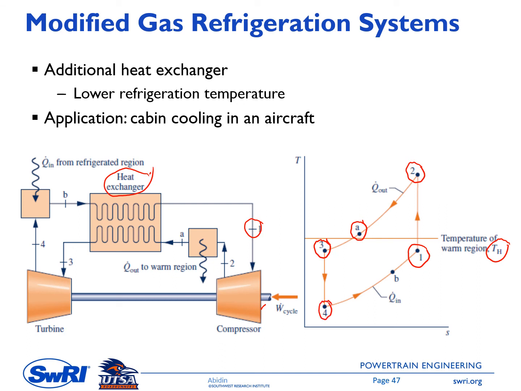By having this additional heat exchanger, you can see here that we can generate a lower refrigeration temperature, because now you have a T4 here instead of having T4 somewhere here. And the application of this modified gas turbine is for cooling the cabin in an aircraft.